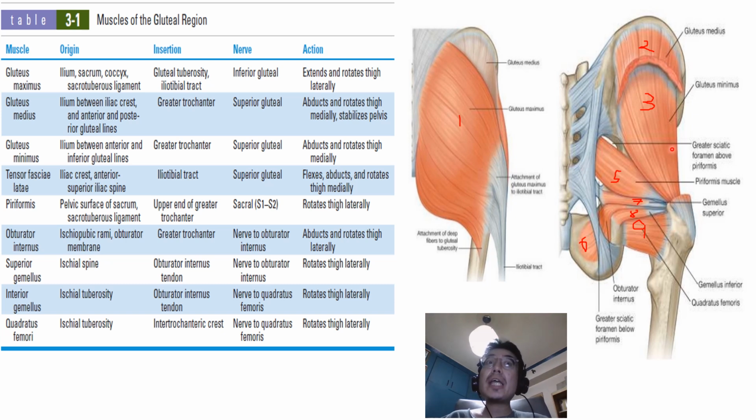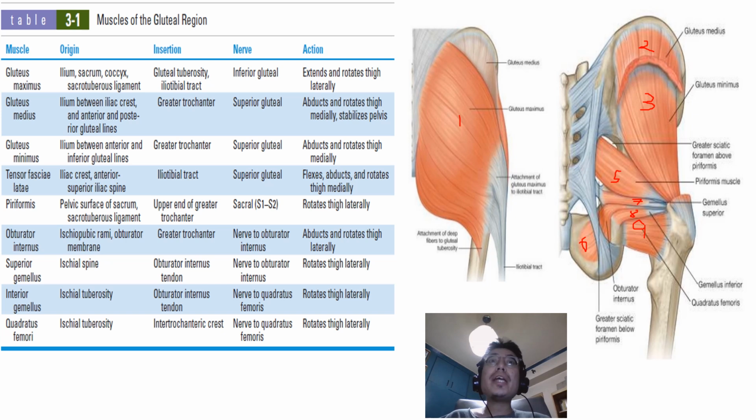The tensor fascia lata, though not shown here because it is cut, is found laterally, and its origin is the iliac crest and the anterosuperior iliac spine. The tensor fascia lata inserts into the iliotibial tract, and it is innervated also by the superior gluteal nerve. The function of the tensor fascia lata is to flex, abduct, and rotate the thigh medially.